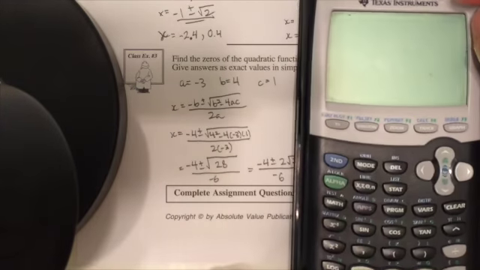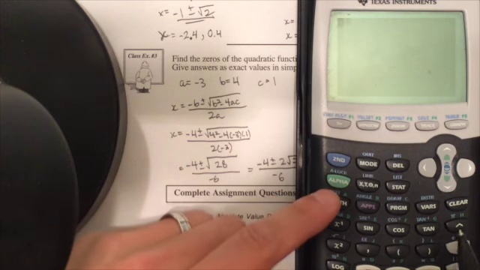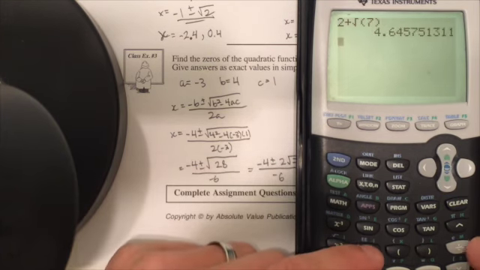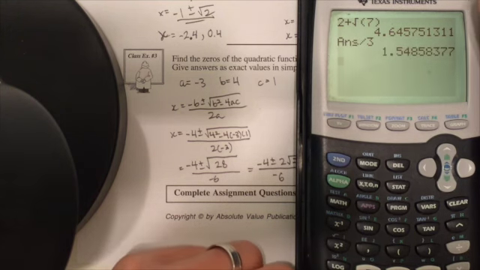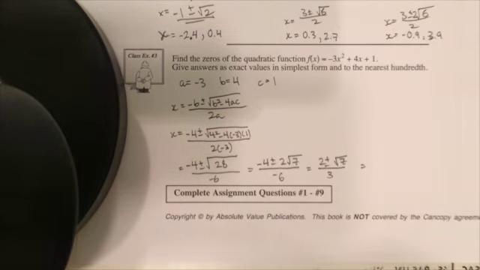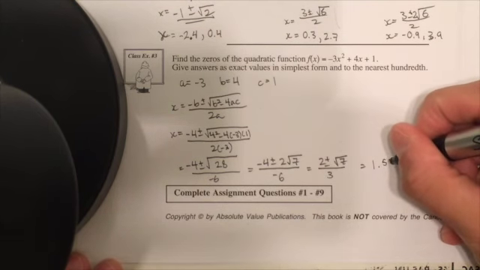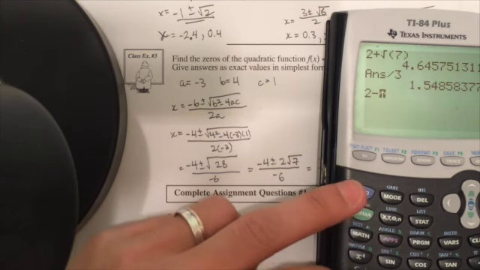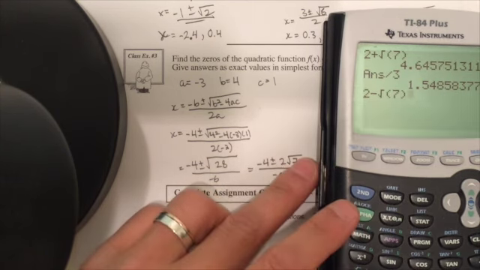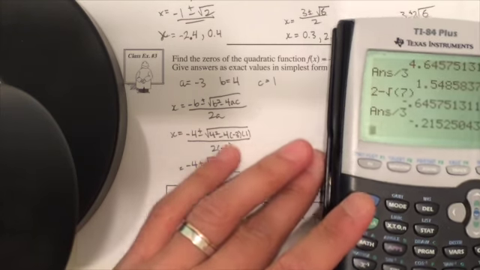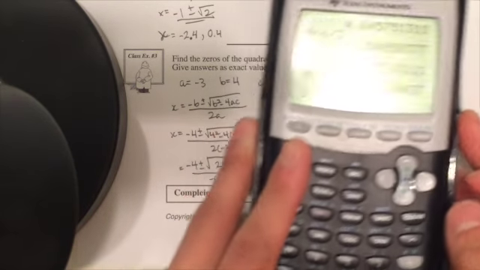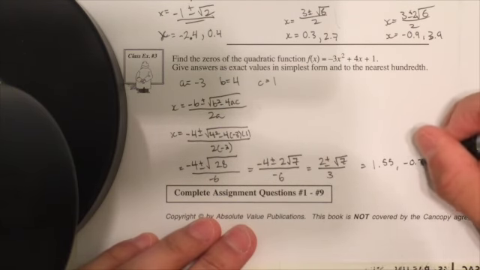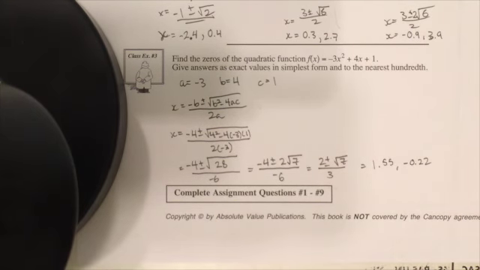Whoa, why is this so shiny? To the nearest hundredth, it's going to be 2 plus square root of 7 divided by 3, which is 1.55 to the nearest hundredth. So x is equal to 1.55, and if we subtract, 2 minus the square root of 7 divided by 3, we get negative 0.22 to the nearest tenth, or hundredth, sorry. Negative 0.22. And there you have it. That's the quadratic formula.